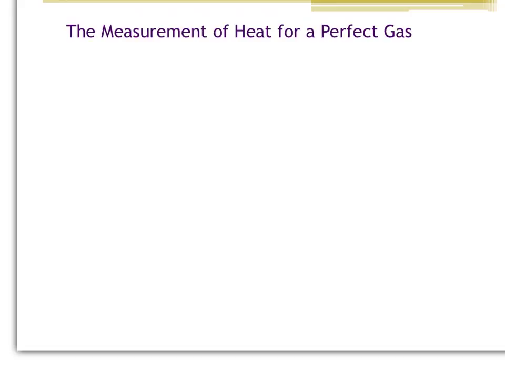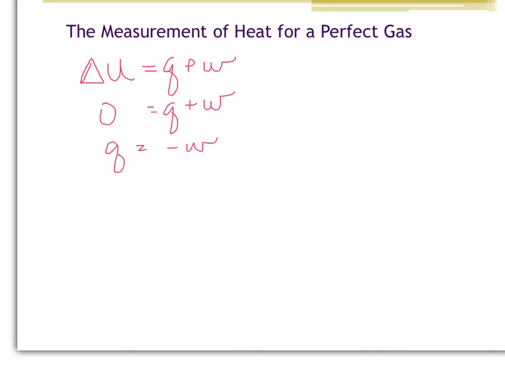The last relationship or equation that we want to discuss in this unit is how to measure heat for a perfect gas. Because we know delta U is equal to Q plus W, and in an isolated system, delta U is equal to 0, then therefore Q will be equal to negative W.